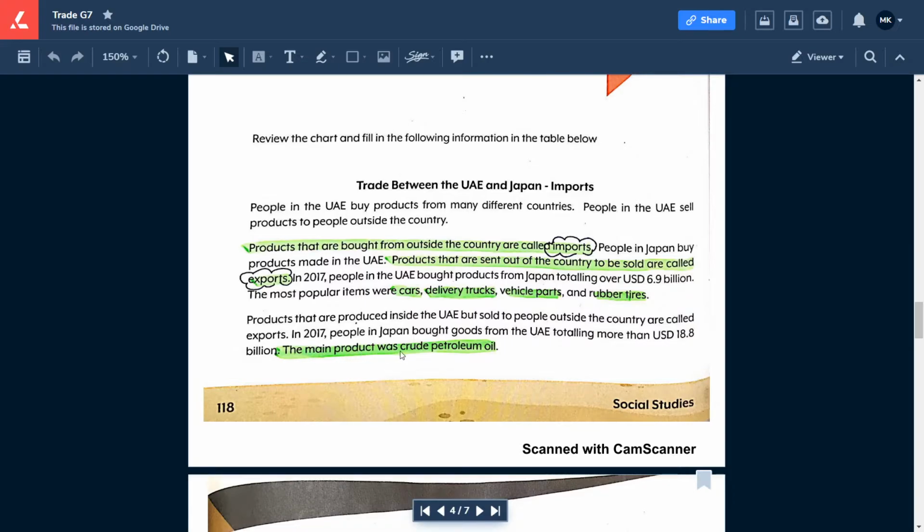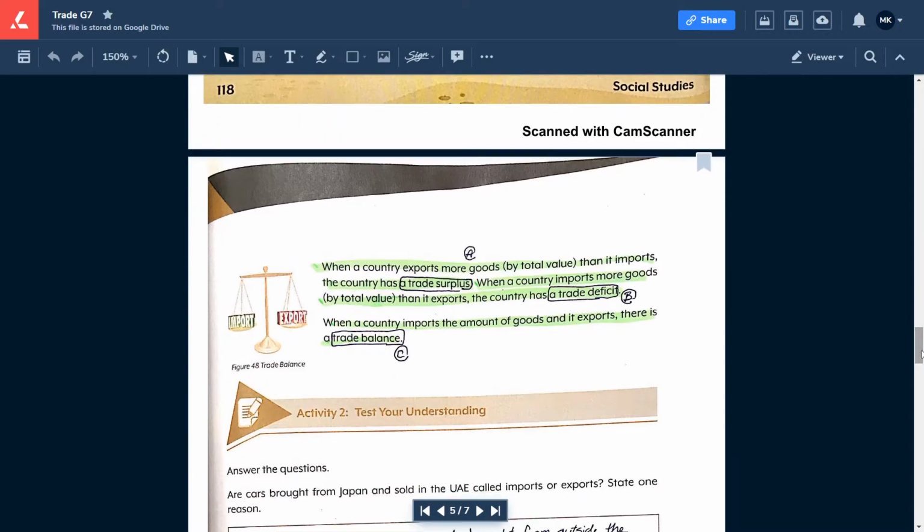Let's see the good. It's what? The main product was crude petroleum oil. We have to remember that petroleum oil is more expensive than all of these things: cars, vehicle parts, rubber tires. Of course, petroleum oil is more expensive. Now let's see. When a country exports more goods by total value than it imports, the country has a trade surplus. It means that they have a lot of money or they have enough money.